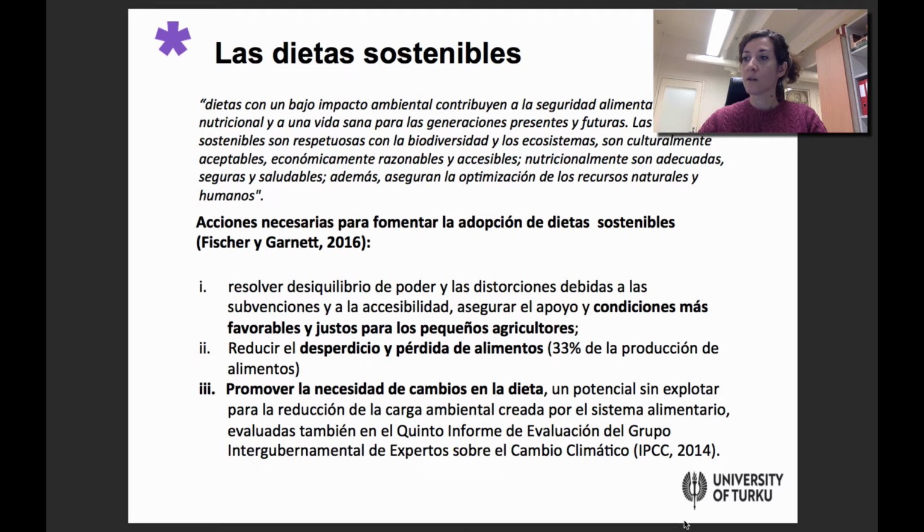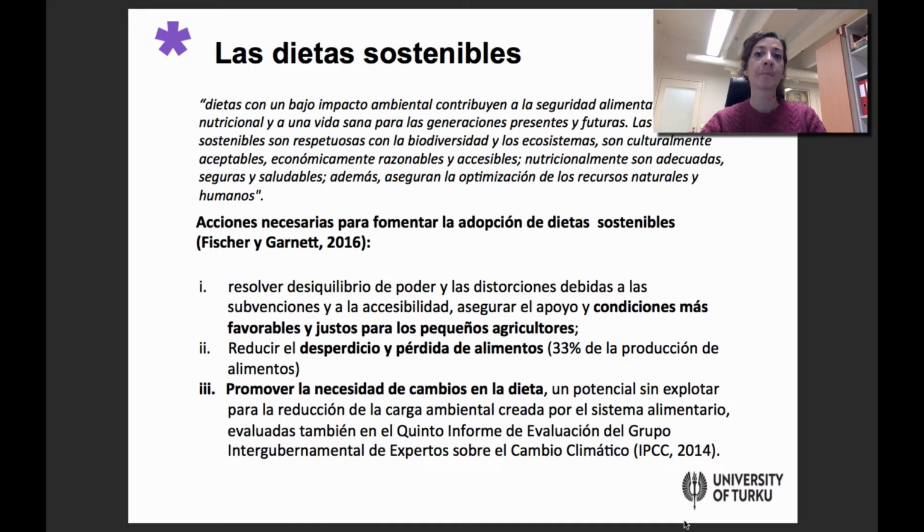So a quick look at what is the definition of a sustainable diet. You have here a very comprehensive definition given by Fisher and Garnett 2 years ago. Basically the idea is to ensure the food security and nutritional security of the present generation, but also to ensure it for future generations.